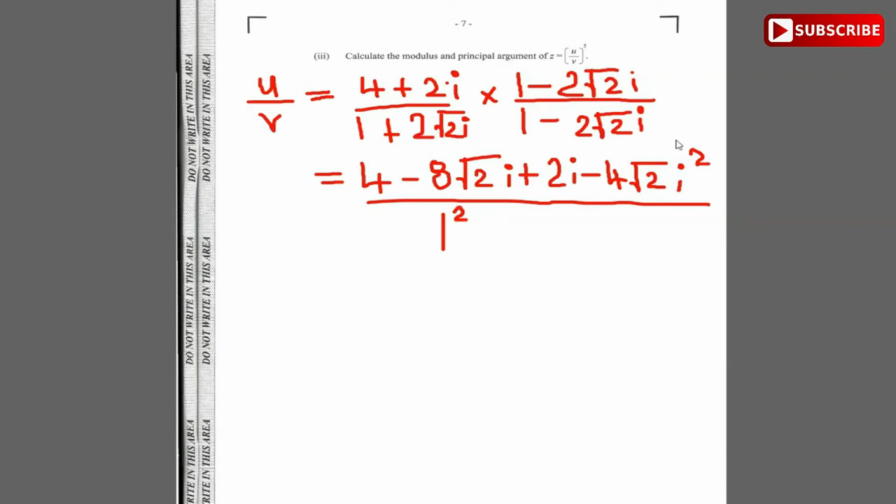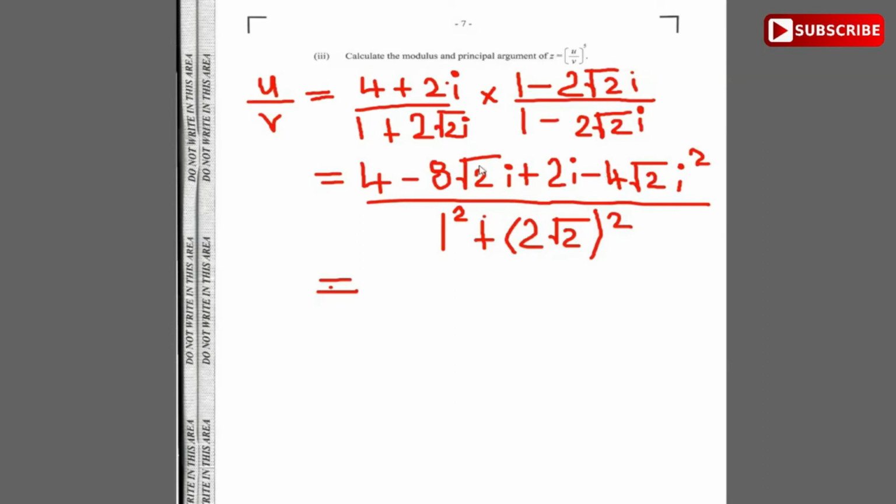Because we have 2 root 2i times minus 2 root 2i being squared, the i squared is minus 1, which makes it plus 2 root 2 squared. Remember, this is u over v. So this works out to be 4 minus 8 root 2i plus 2i minus 4 root 2 i squared. But i squared is minus 1.